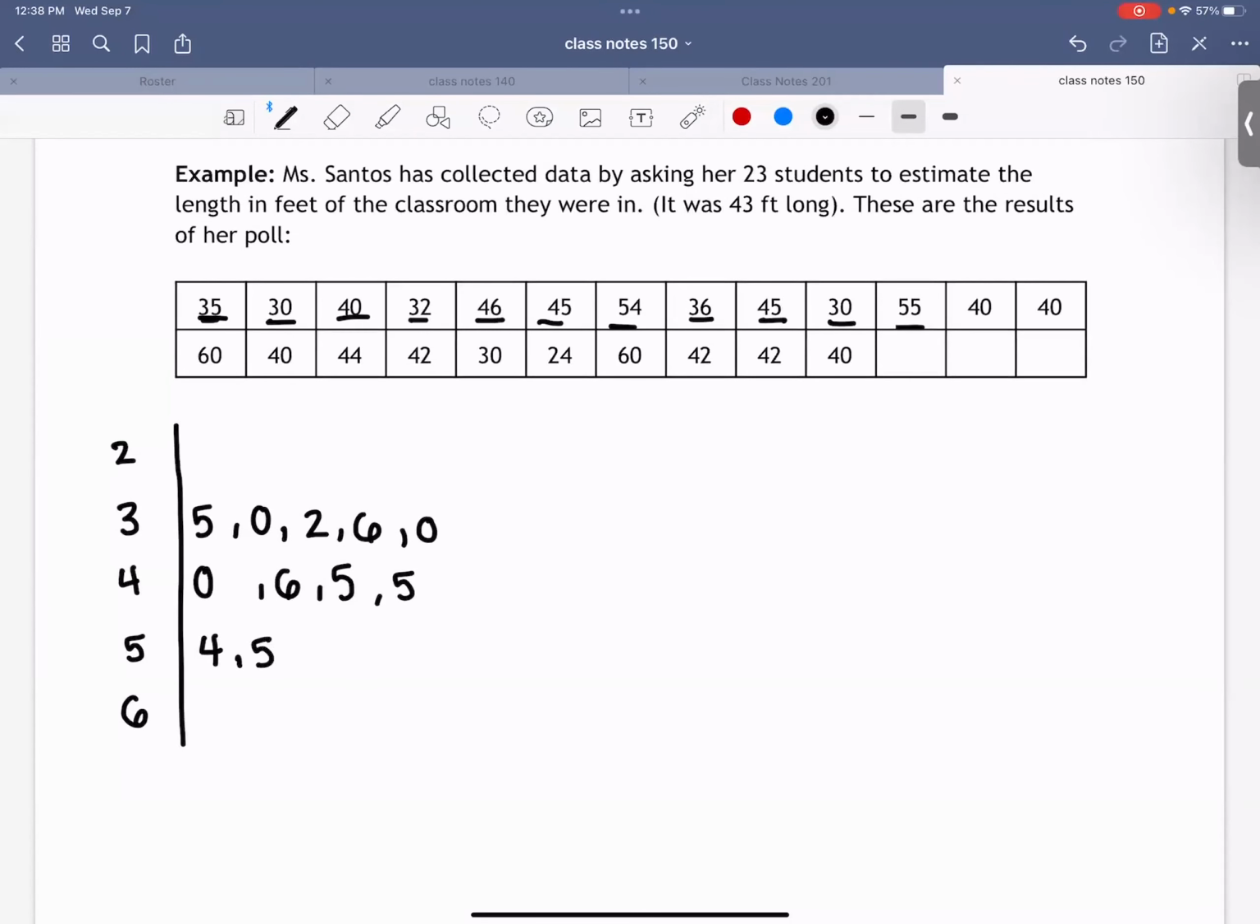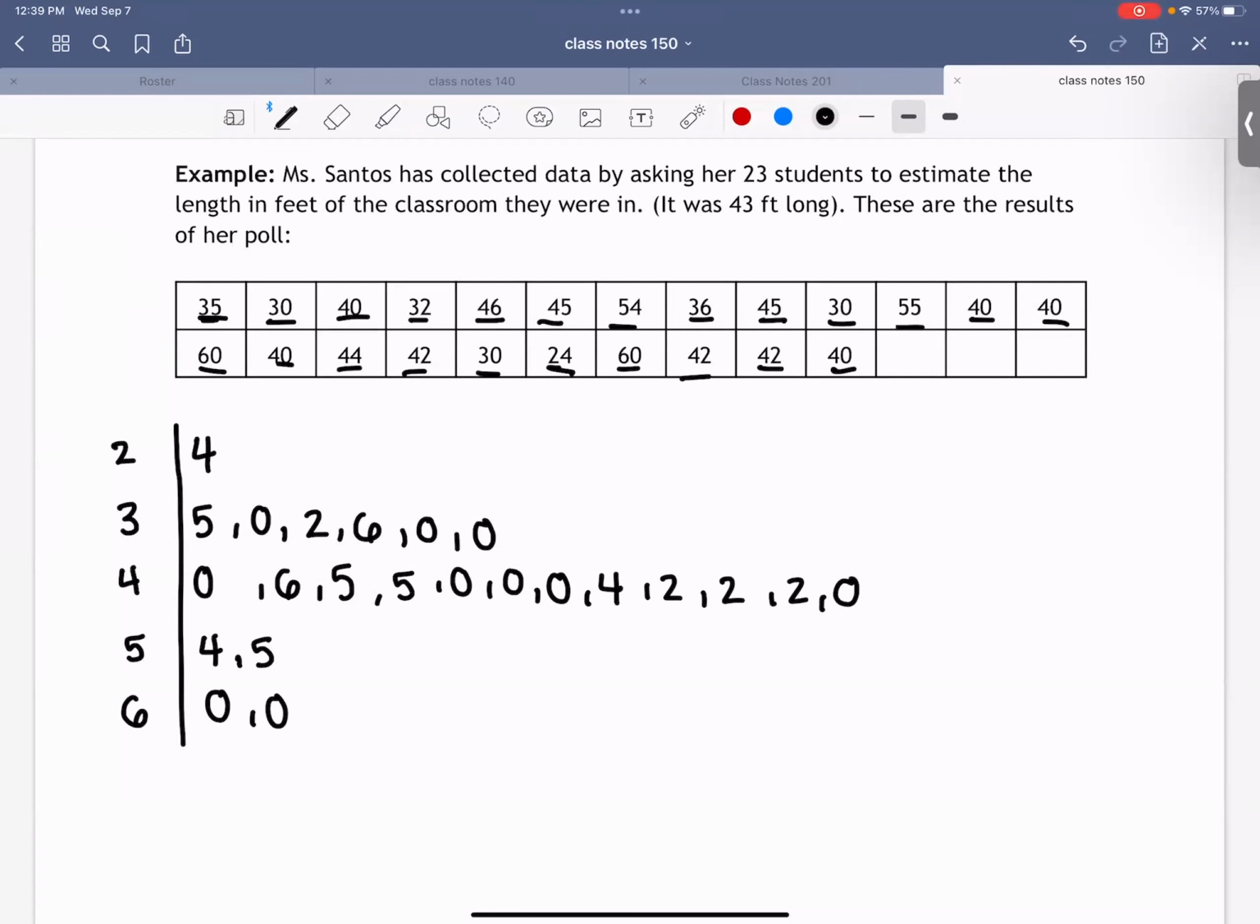We've got a 55, 2 40s, a 60, a 40, a 44, 42, a 30, a 24, a 60, a 42, another 42, and lastly, another 40. So I've just put everything in their categories based on what their first digit was.